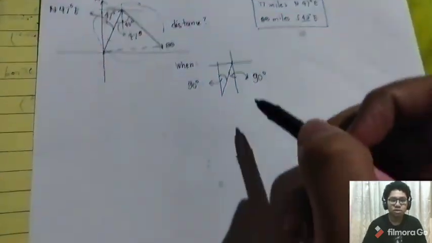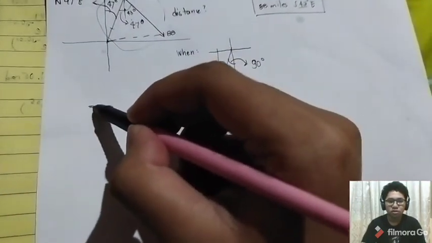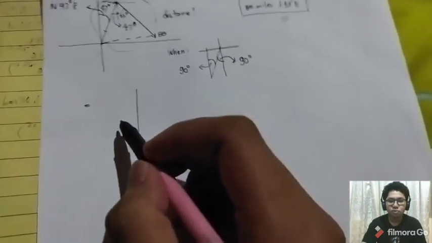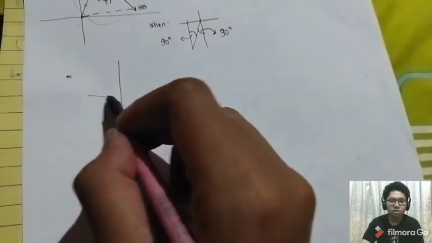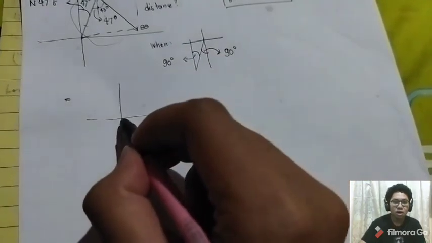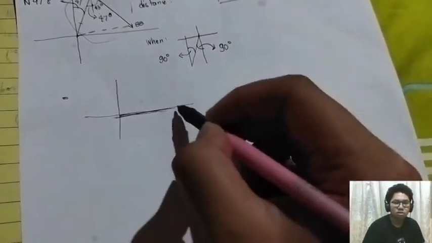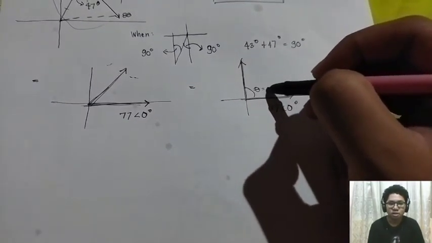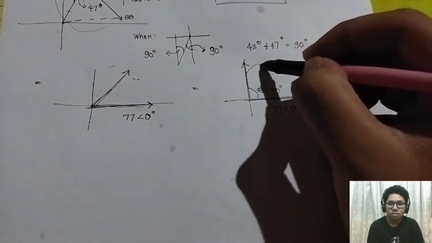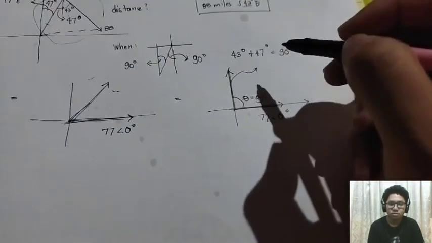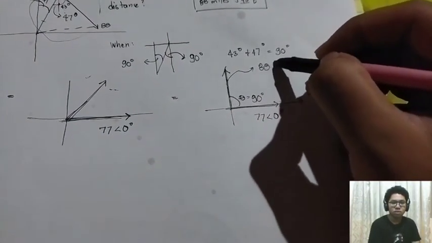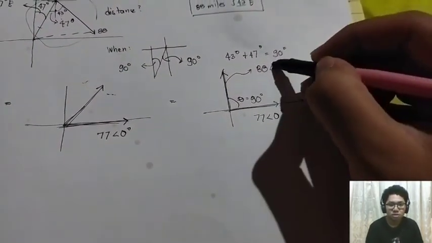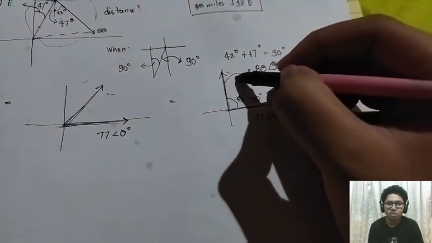And this, we can convert to another Argand diagram, and we will make the 77 miles at 0 degrees, and the 88 miles is our y with an angle of 90 degrees, since 43 degrees plus 47 degrees is 90 degrees.